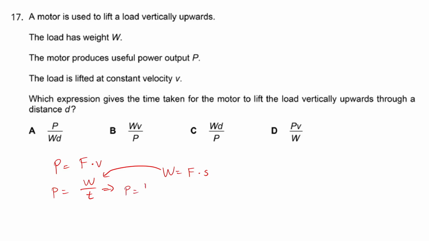We get P is equal to force times the distance. We're going to call it D in this case because that's what the question is asking. It's D rather than S. And then we get T. Our force in this case is also denoted as W for weight, which is given here. And then we want to solve for T. And thus we get T is equal to W times D over P, which in this case is going to be C.